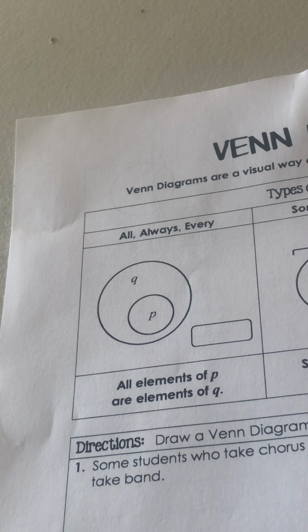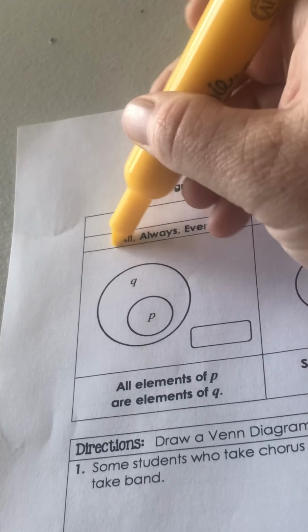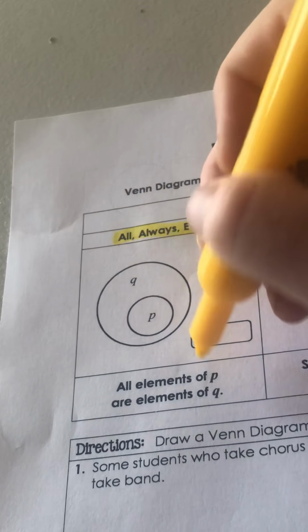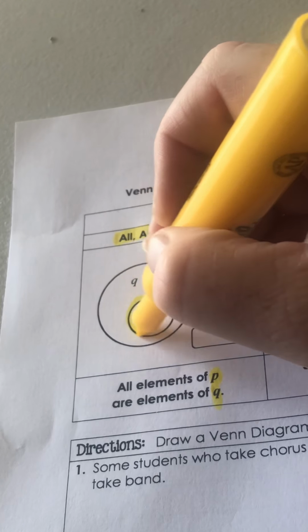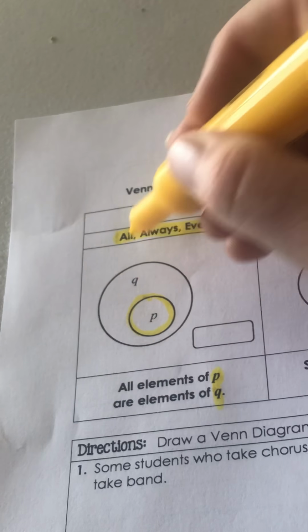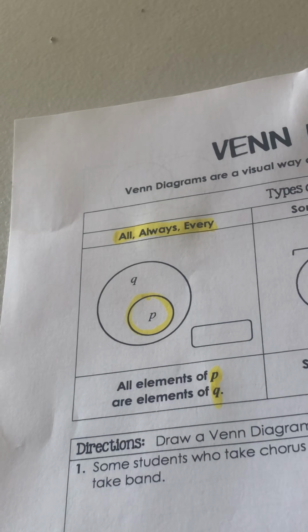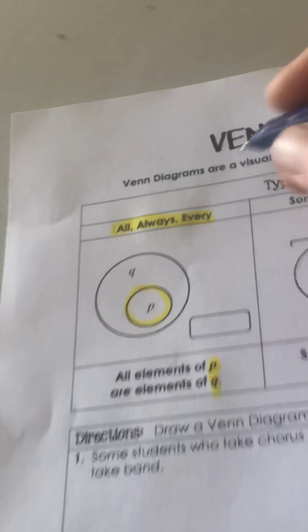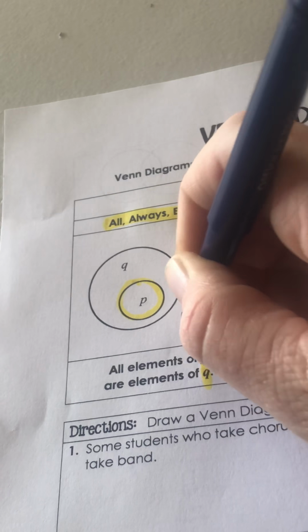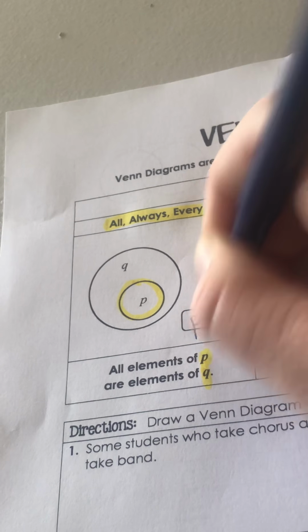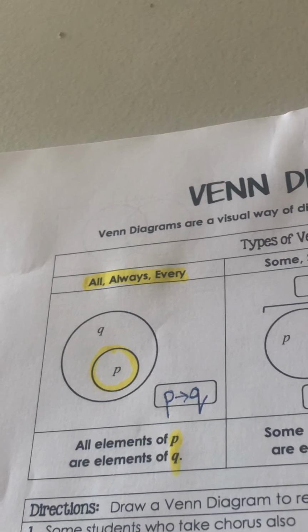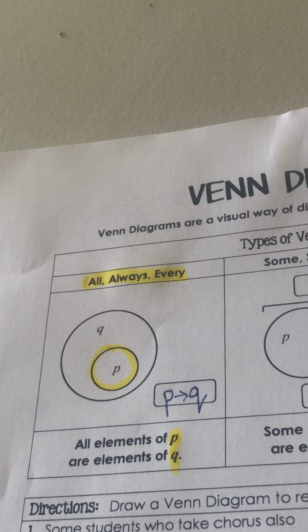The first one represents all, always, every, whenever you see those words, okay? So all elements of P are also elements of Q, because if you look, P is encircled in Q. So anything in P has to be in Q. All right, and that's what we would write: all elements of P are elements of Q. Okay? So that's all, always, every.